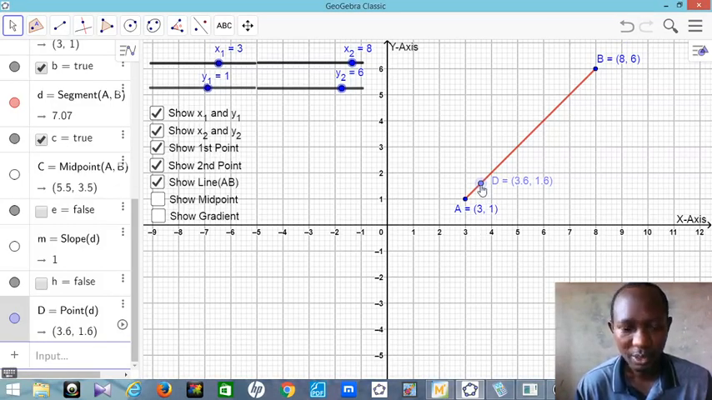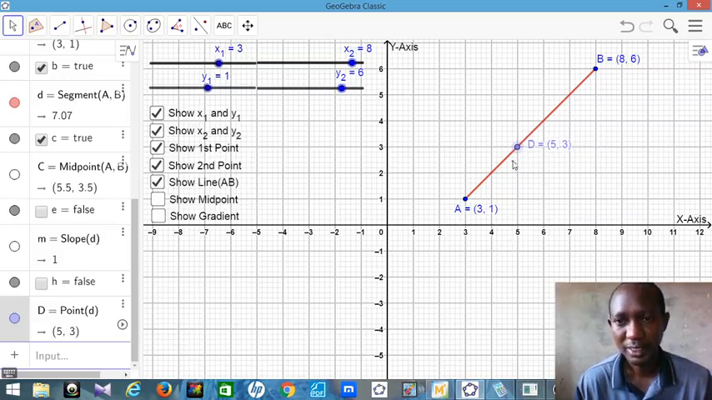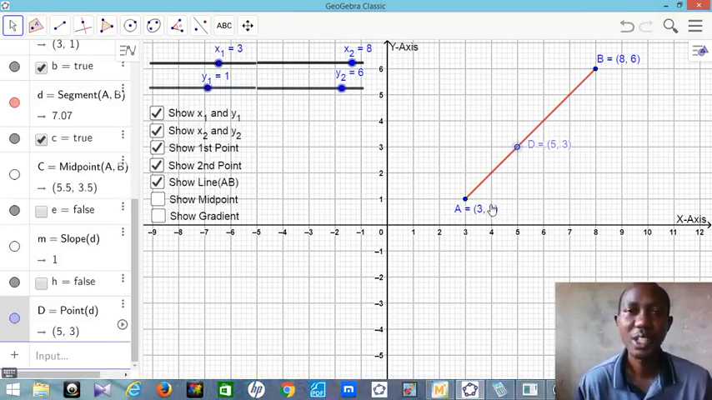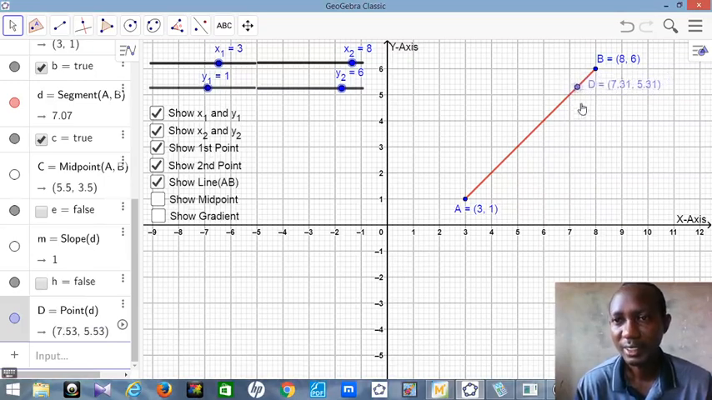When D was here, at 3 and 1, and it rises to this place, X is now 4, Y is 2. It has changed from 3 and 1 to 4 and 2. When it rises to this place, it's now 5 and 3. So how is Y changing with respect to X? That's what we mean by increase in Y divided by increase in X. So if I want to get the gradient of this line, it's easy.